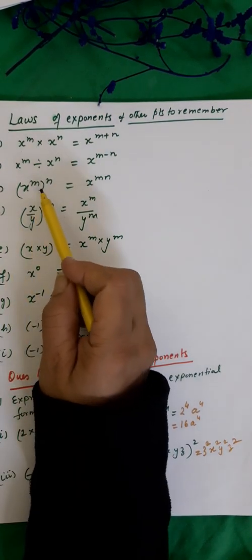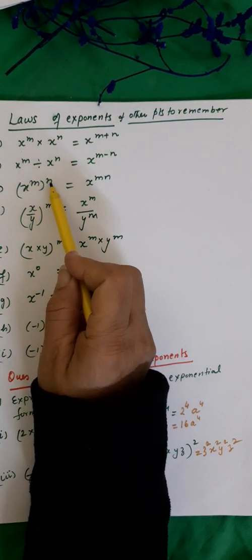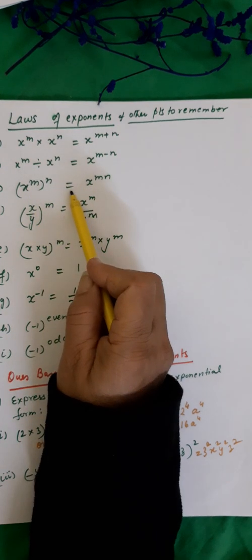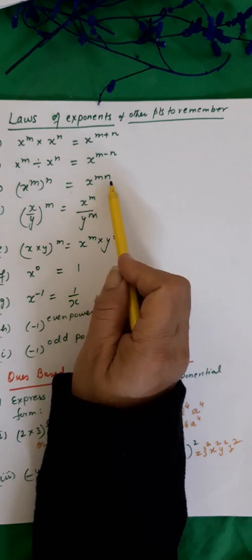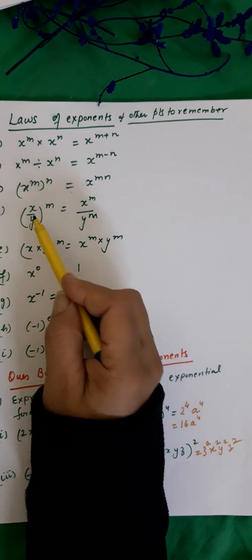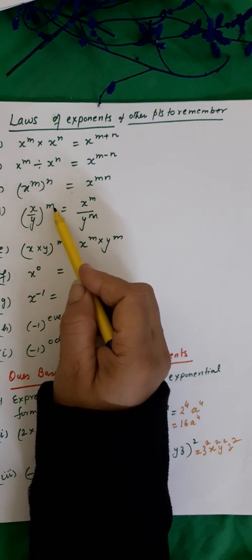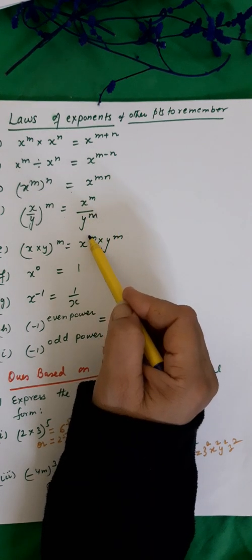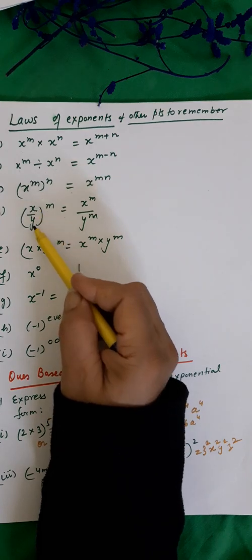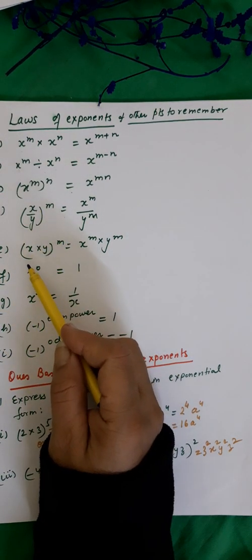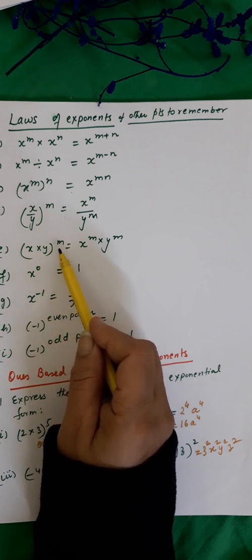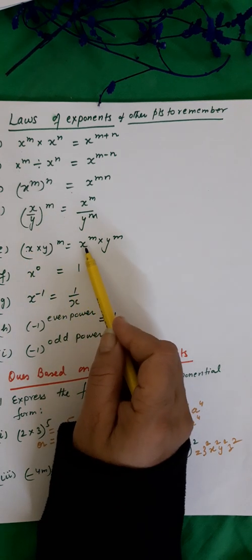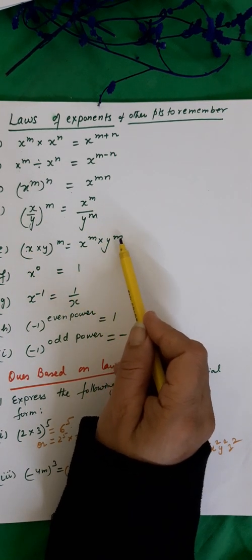Third law. x raised to the power m, whole raised to the power n. Then these two powers will be multiplied in this case. So I will have x raised to the power m into n. Fourth part, x upon y whole raised to the power m. This is equal to x raised to the power m upon y raised to the power m. The power gets distributed to both the numbers. Next, x into y whole raised to the power m. Again, this power m will be distributed to both. So this will be x raised to the power m into y raised to the power m.